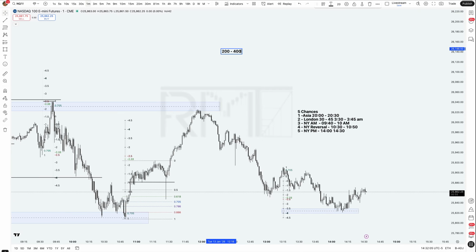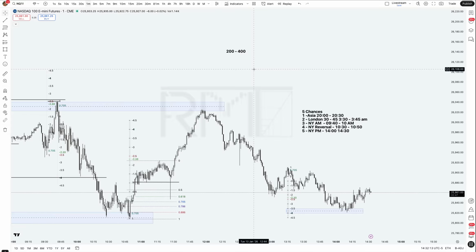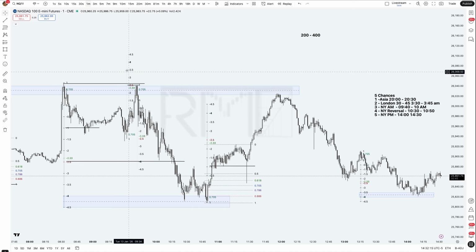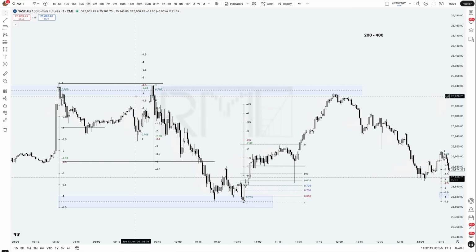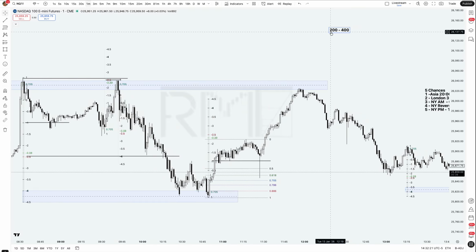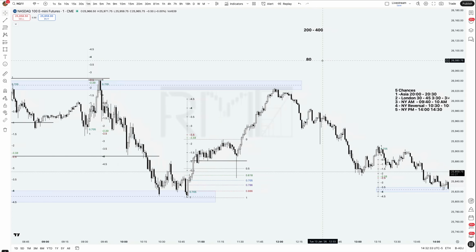400 points every single day using these two time windows, 9:40 to 10 and 10:30 to 10:40, if you combine them. Of course, it's very difficult to catch all the movement to the way down and all the movement to the upside. But if you catch part of this move, if you can take 80 points off this move, that's more than enough. If you can take 80 points off this 400 every single day, or let's say 3 times a week, that's more than enough.